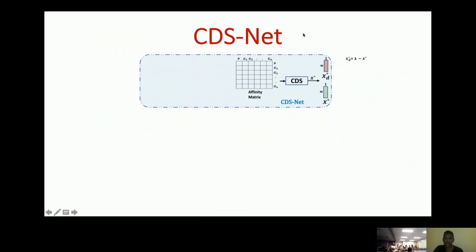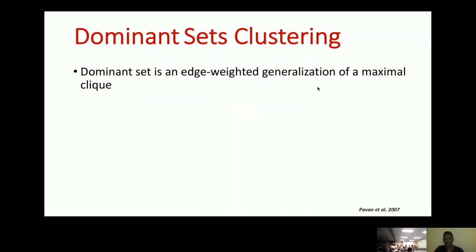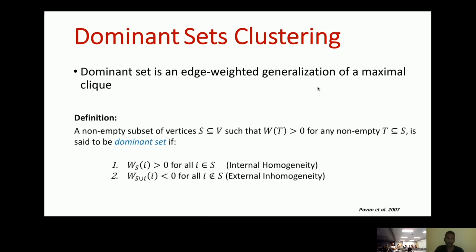So far we have seen how we are leveraging constraint dominant set in this framework. Now we are going to see a brief introduction of dominant set and constraint dominant set. Dominant set is a generalization of a maximal clique to an edge-weighted graph. Here is the formal definition of the dominant set. If you are given a subset of vertices S, which is a subset of vertex set V, to say this subset is a dominant set, it should satisfy these two criteria. The first one is internal homogeneity, and the second one is external inhomogeneity.